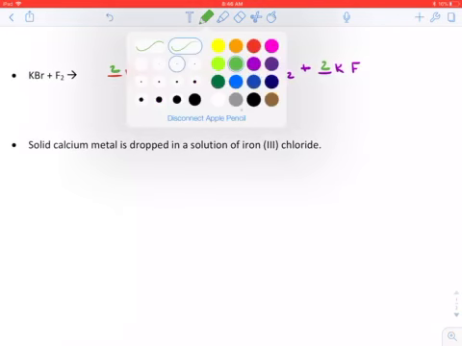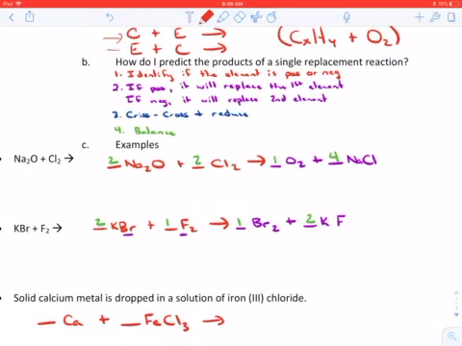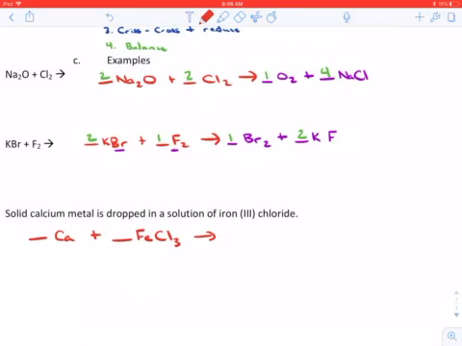All right, our last one brings in quite a few steps. Number 1, it's written in words, so we need to translate from words to symbols first. So, calcium metal is dropped in a solution of iron 3 chloride. So, calcium is Ca plus iron 3 chloride, Fe. Fe is +3, Cl is -1, so our formula should be FeCl3. All right, lose our charges there. Arrow. So now we see we have a single replacement because we've got an element plus a compound.